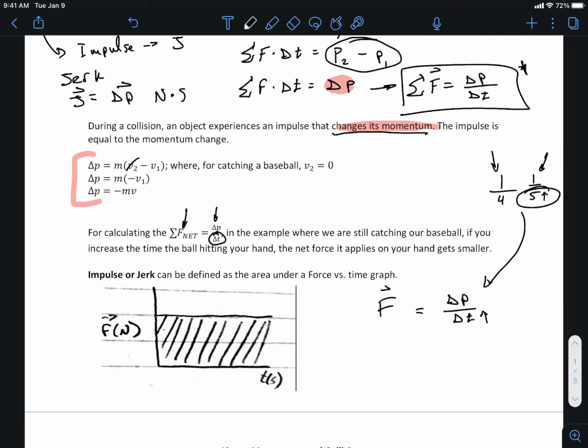Or impulse or jerk. So the amount of impulse that you would feel in your hand, the change in acceleration would occur over a larger amount of time. And so we can find what impulse looks like by, if we were to graph the force by the time, we'd be able to actually look at the area underneath that curve, and that would tell us our jerk or impulse.